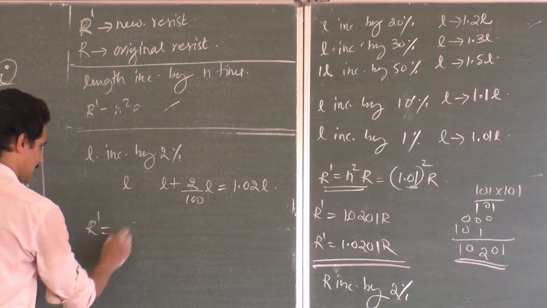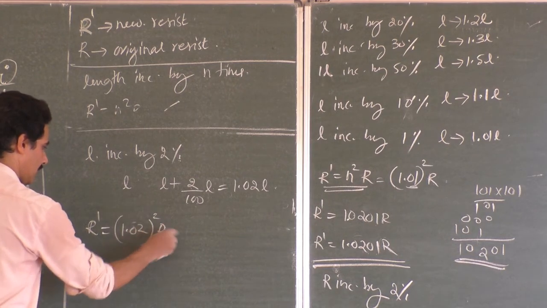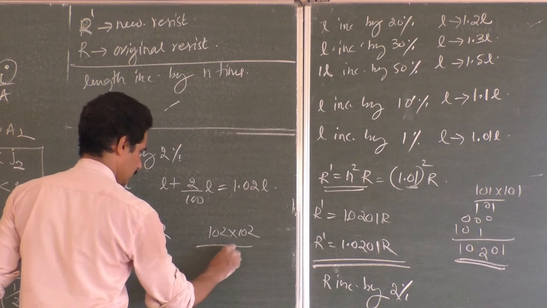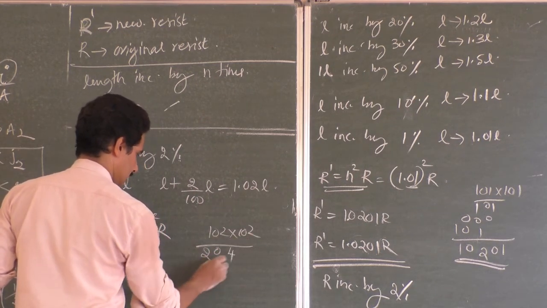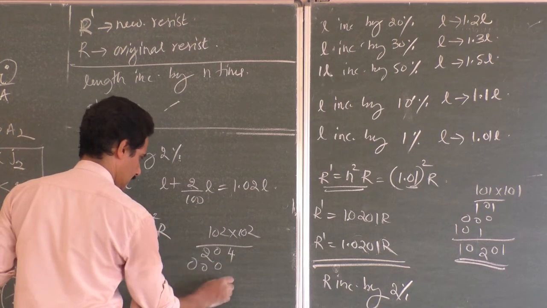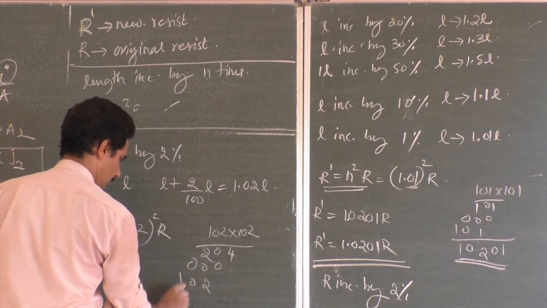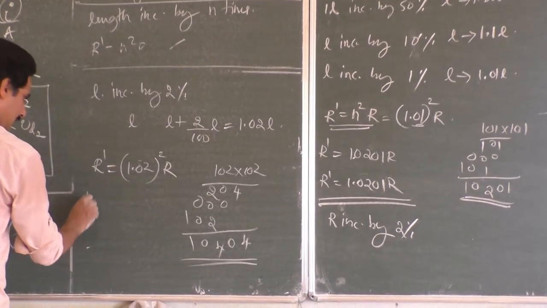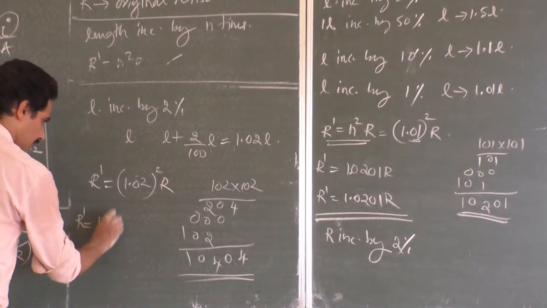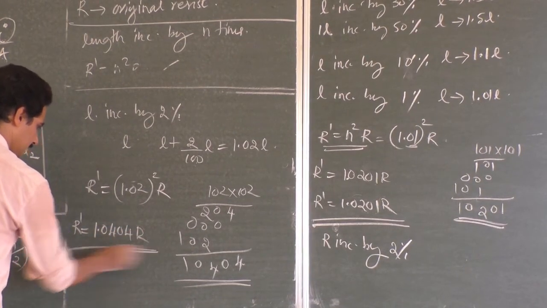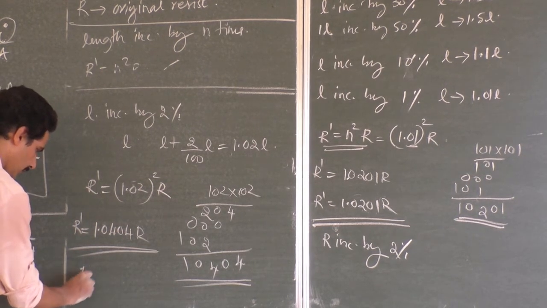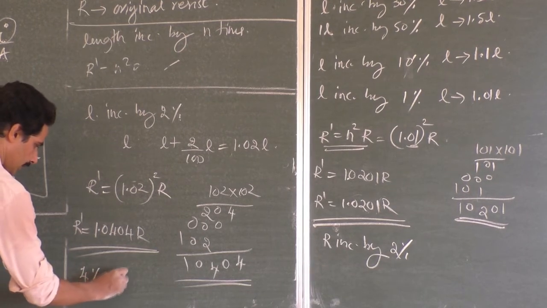So the new resistance is 1.02 whole square R. What is 102 into 102? Multiply: 2 2s are 4, 0 2, 0 0 0, and 1 0 2. So 4 0 4 0 1. So the answer is R dash is equal to 1.0404 R. So what does this mean? Multiply this by 100: 104.04, right? So the new resistance is 4% more, right?